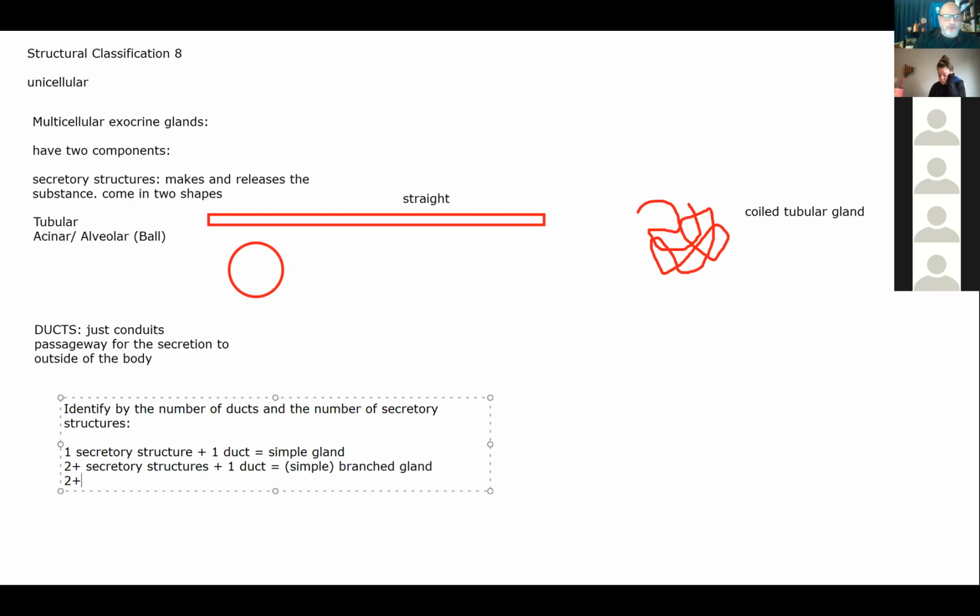Lastly, two or more secretory structures plus two or more ducts equals a compound gland. So those are the rules, and it really is just that easy. Everybody got the rules? Because I want to erase the screen. Yes. All right, let's put the pieces together.